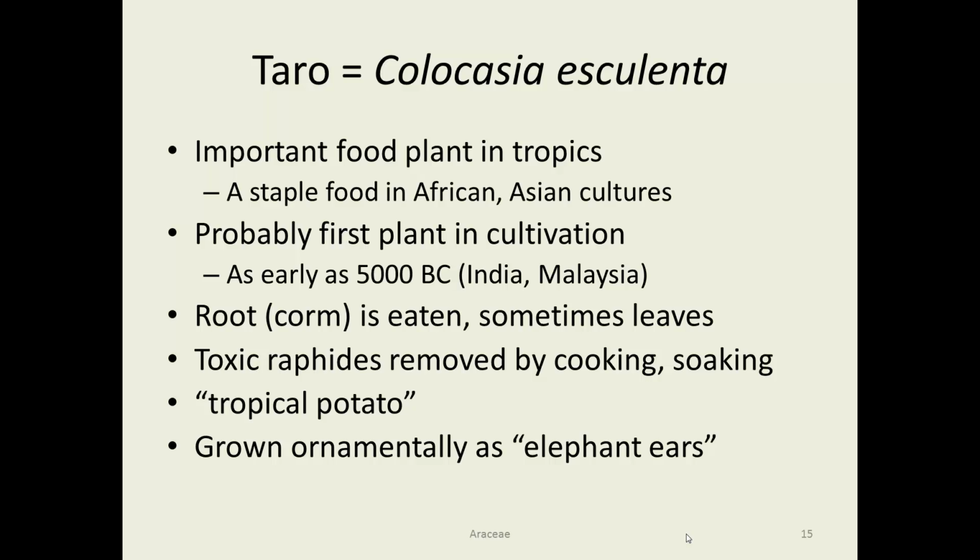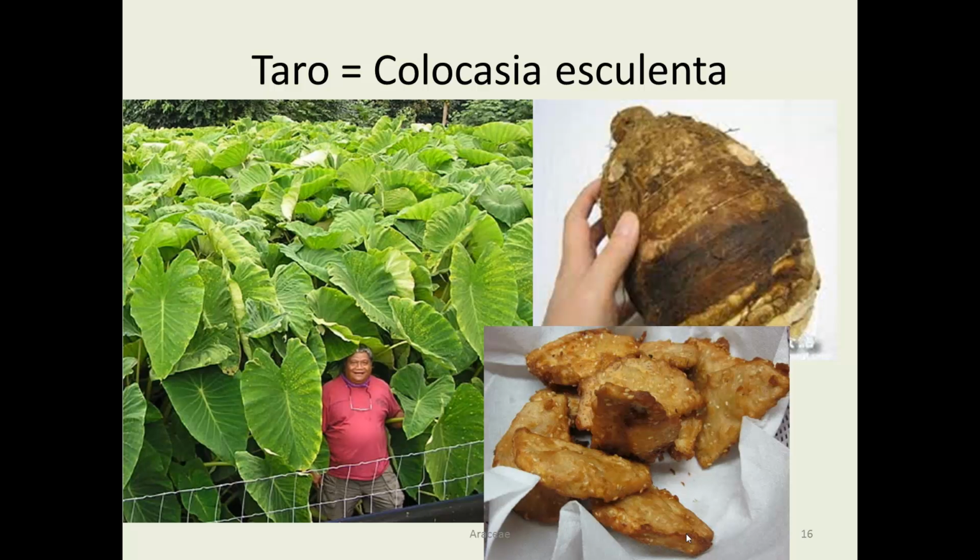It's been called the tropical potato, or potato of the tropics. But this very same species is actually grown ornamentally as elephant ears in warmer areas. So there you can see a gentleman that's working in his taro plantation, these big old plants. And on the upper right is somebody holding the corm from a harvested taro plant. And so you can see it's going to be a considerable amount of tissue there.